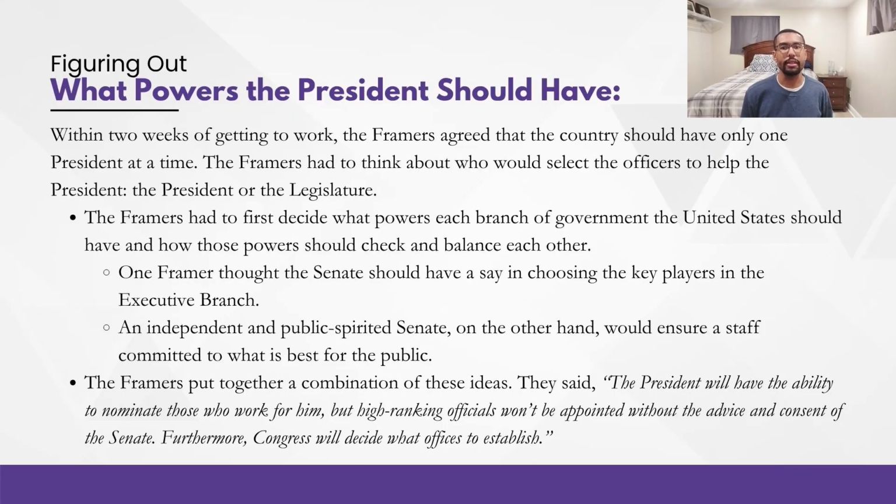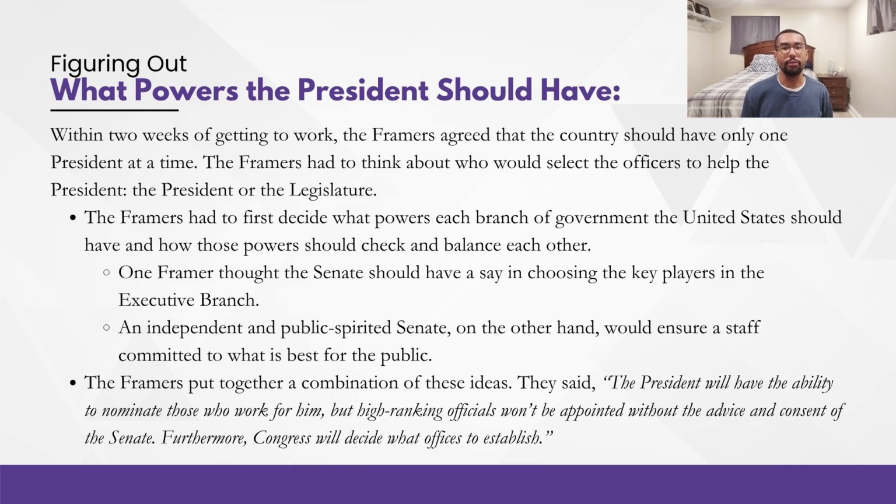Let's start with the framers figuring out what powers the president should have. Within 2 weeks of getting to work, the framers agreed that the country should have only one president at a time. They agreed his job would be to implement whatever laws get passed with some help. The framers had to think about who would select the officers to help the president or the legislature. The framers did not answer that question for another 3 months.